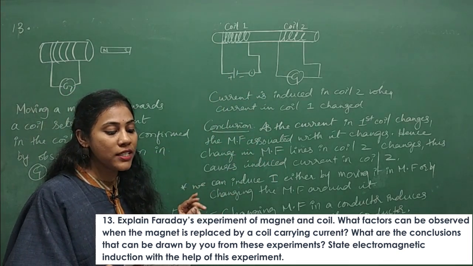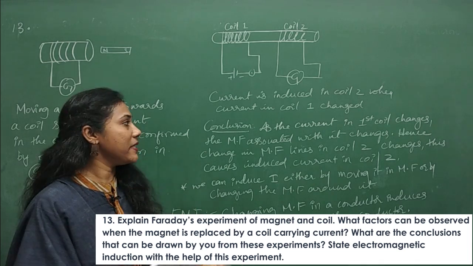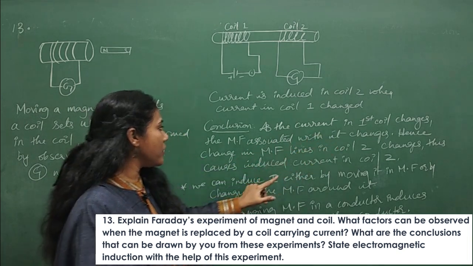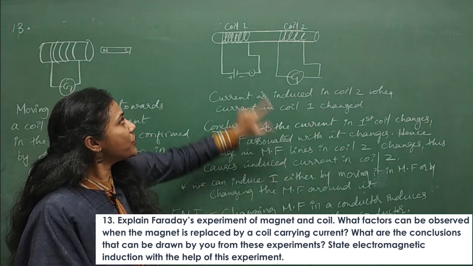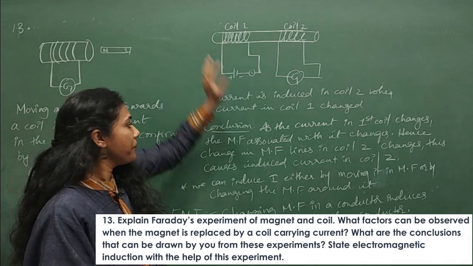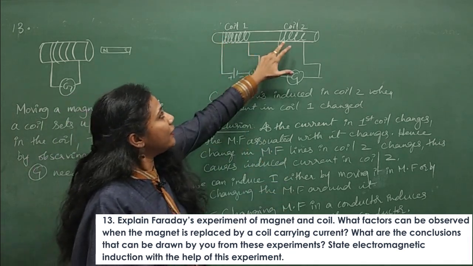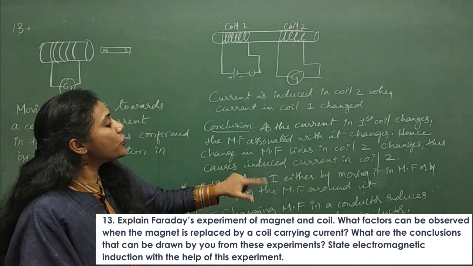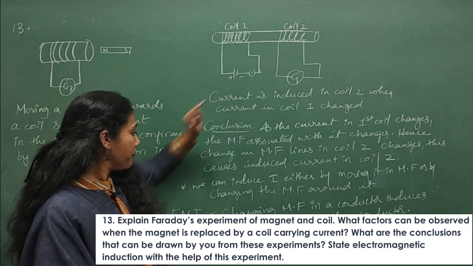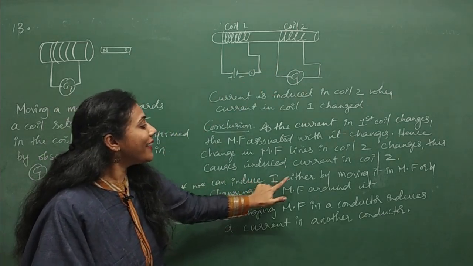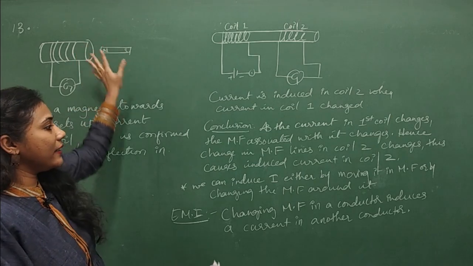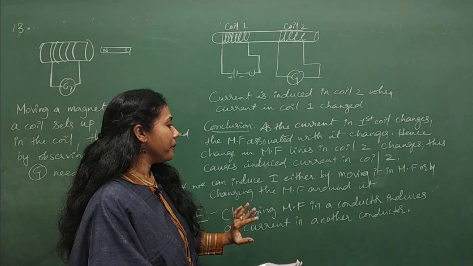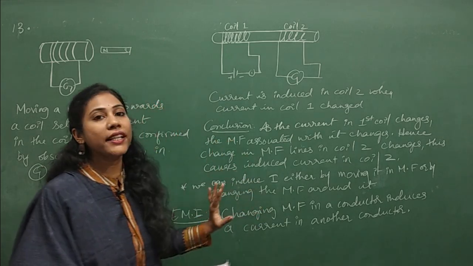What conclusions can be drawn from these experiments? Look at the conclusion I have written. As the current in the first coil changes, the magnetic field associated with it changes. Hence, the magnetic field lines in coil 2 change. This causes induced current in coil 2. We can induce current either by moving a coil in a magnetic field or by changing the magnetic field around it. So that is the conclusion you can give.